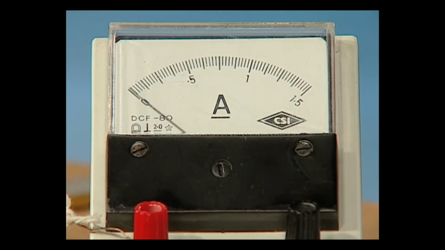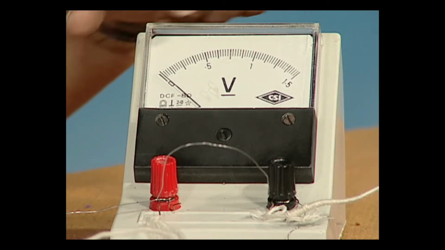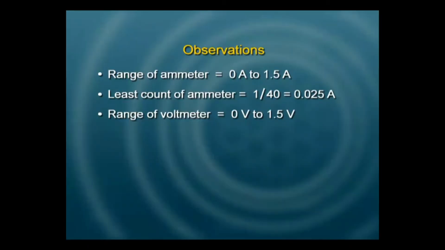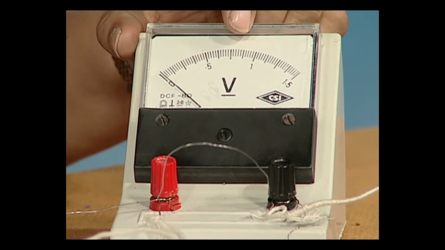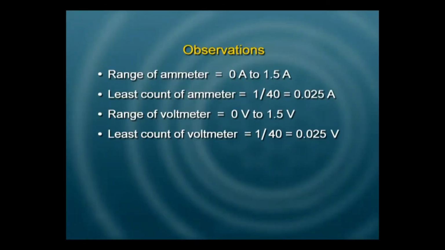Likewise, look at this voltmeter. The range is from 0 to 1.5 volts, and there are 40 divisions again between 0 and 1. So, my least count for this meter as well is 0.025 volts.